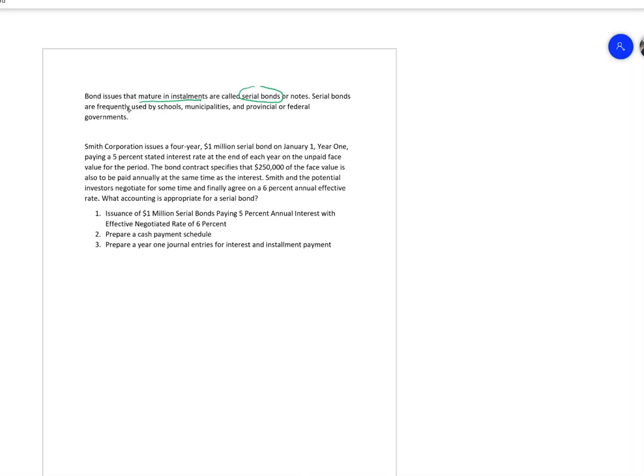Serial bonds are frequently used by schools, municipalities, and provincial and federal governments. This is an example that I found, and we're going to go through it by doing all the transactions for this type of bond. In this case, a corporation issued a 4-year, 1 million serial bond on January 1st, year one.